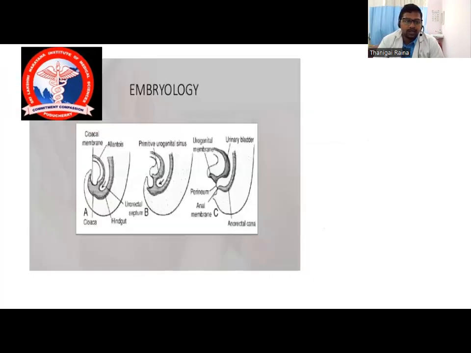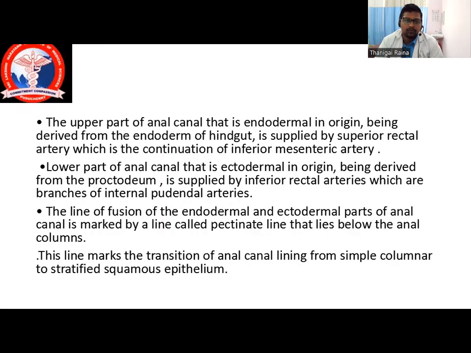So you can see clearly that there is a cloacal membrane, the urogenital septum and the rectal septum. Between that, the cloaca is there. So it's called hindgut. And there is a primitive urogenital sinus through which the genital parts and the urinary tract develop. So this is the embryology you need to know.